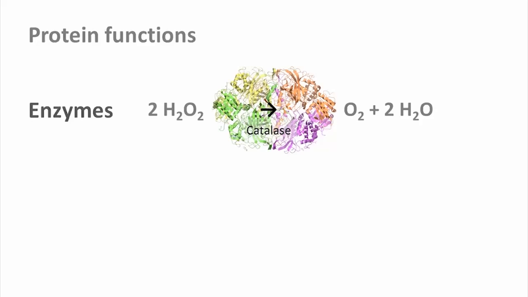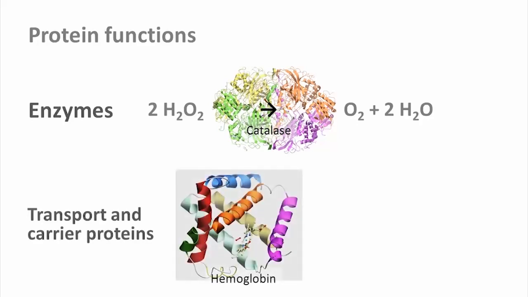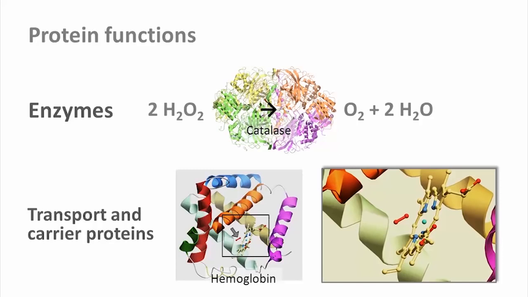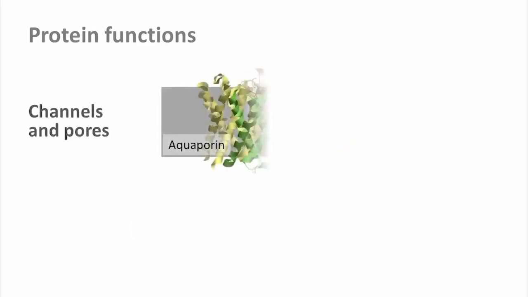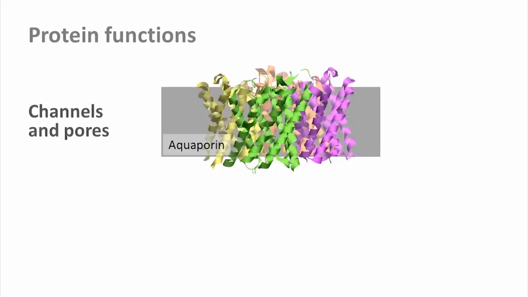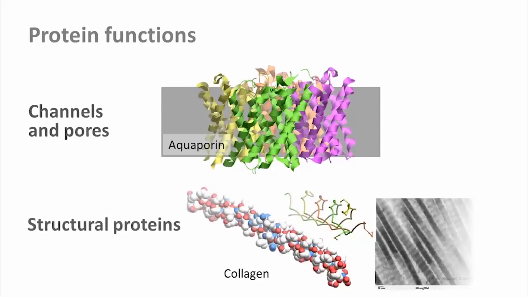A large group of proteins is responsible for doing the chemistry in the cell, the enzymes. Catalase, for example, breaks down hydrogen peroxide. Other proteins specialize in carrying specific other molecules like lipids or oxygen in the case of hemoglobin. Transport of molecules across membranes is enabled by protein channels, pumps, and pores such as the aquaporins. The internal structure, shape, and support of cells is organized by structural proteins including actin and tubulin of the cytoskeleton or collagen in connective tissue.